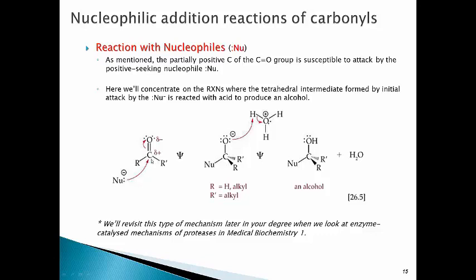So we've got our nucleophile attacking our carbon, and the bonding electrons move up to become a lone pair of electrons. Then we've got a negative charge. That negative charge is quenched by the addition of a proton and forms the alcohol. You'll be looking at this mechanism again in Biochem 1 or Medicinal Biochem 1, when you look at enzyme catalyzed mechanisms of proteases. It will just be the same thing as you see here.